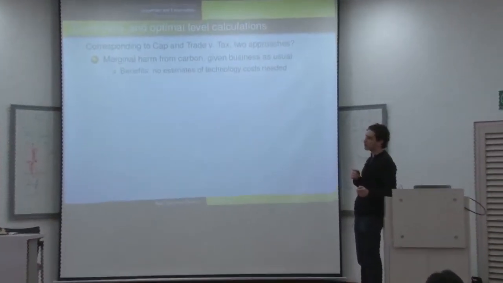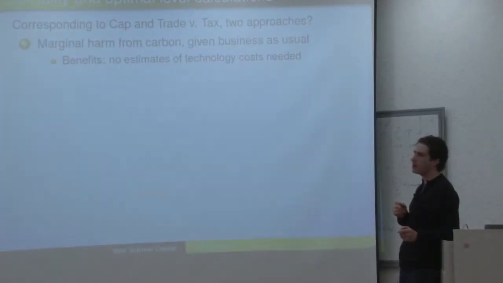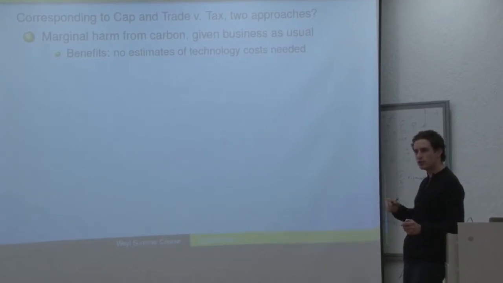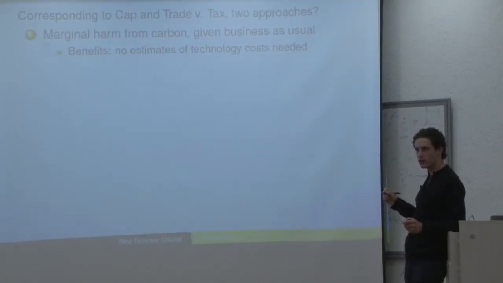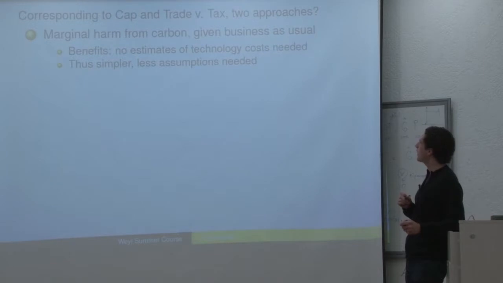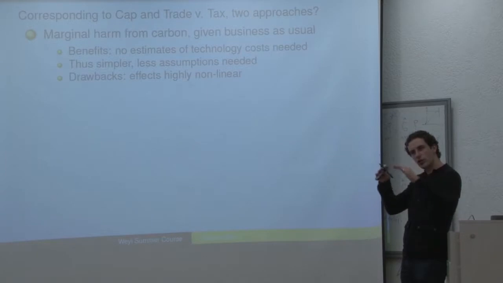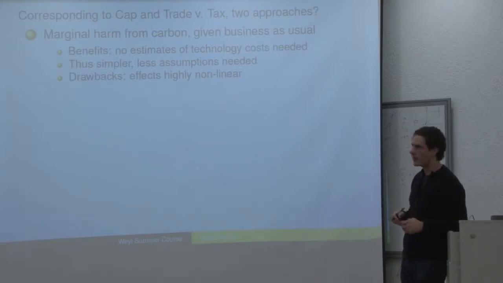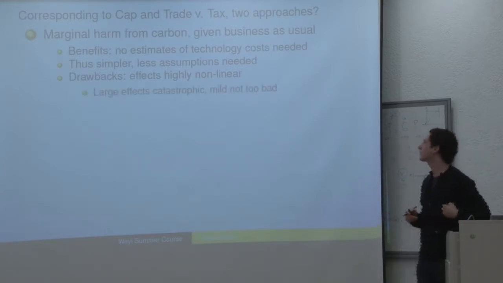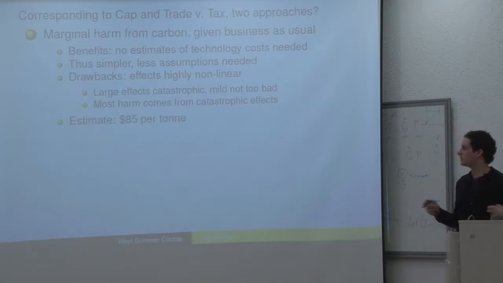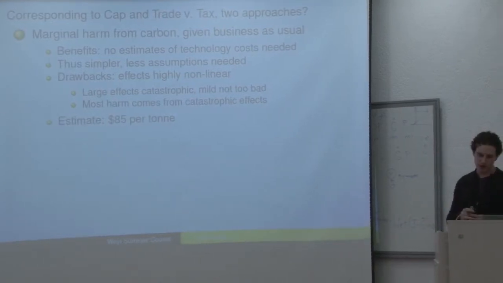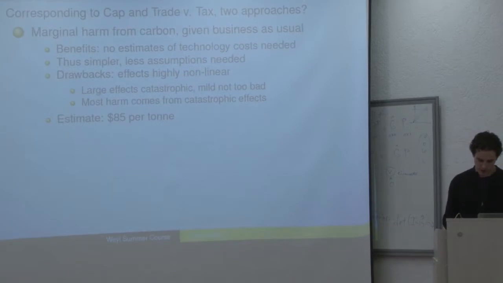The benefit of doing that was that it didn't require them to estimate the technological costs of reducing and mitigating carbon harms, right? So it was simpler and fewer assumptions were needed. But the problem was that the effects of climate change could be highly nonlinear. After you got past a certain point, it could get much worse. So the marginal harm is not necessarily that informative. But the estimate they came up with was $85 per ton of carbon.